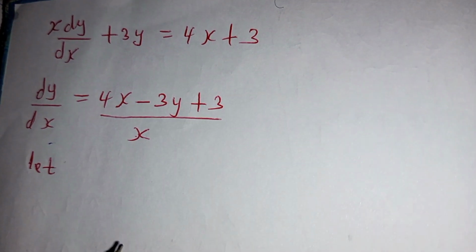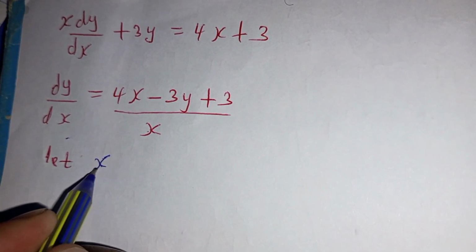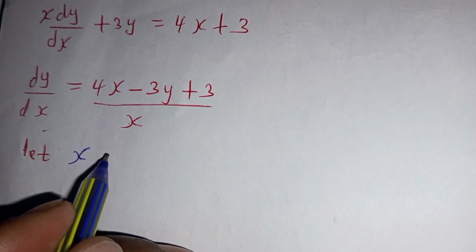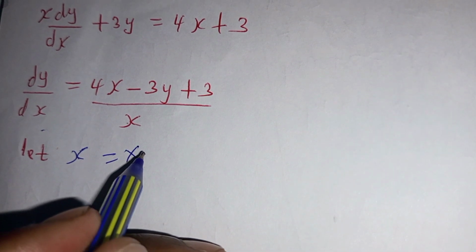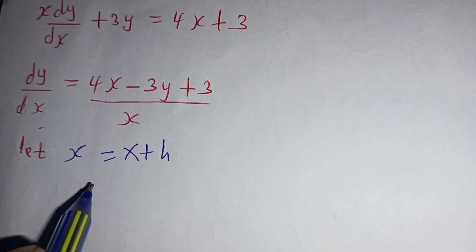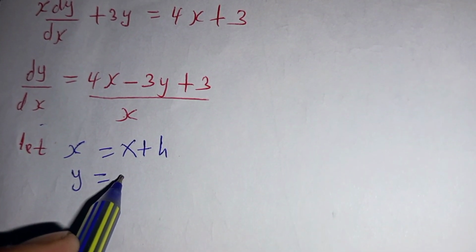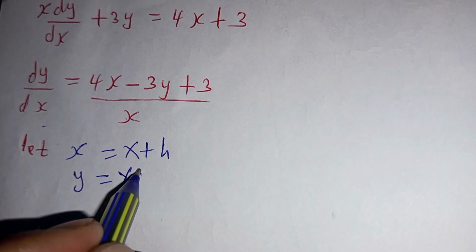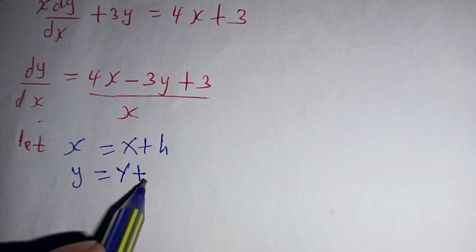To reduce this to homogeneous, we are going to let our small x be equal to capital X plus small h, and we are going to let our y be equal to capital Y plus k.